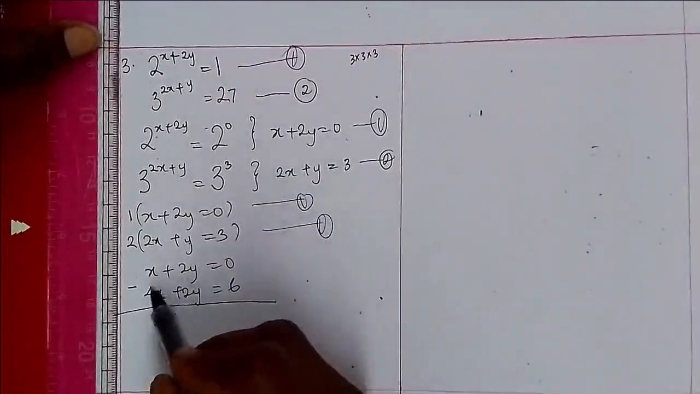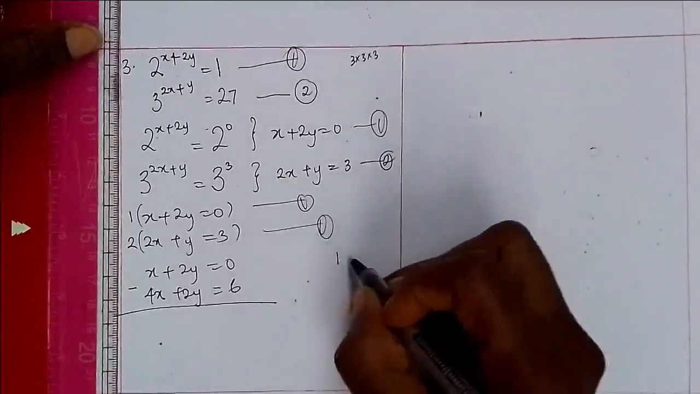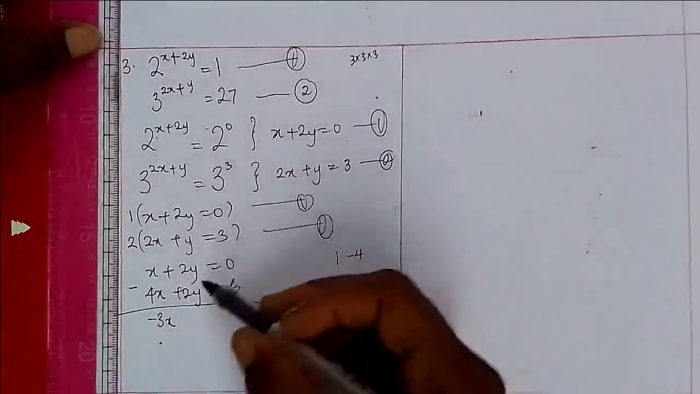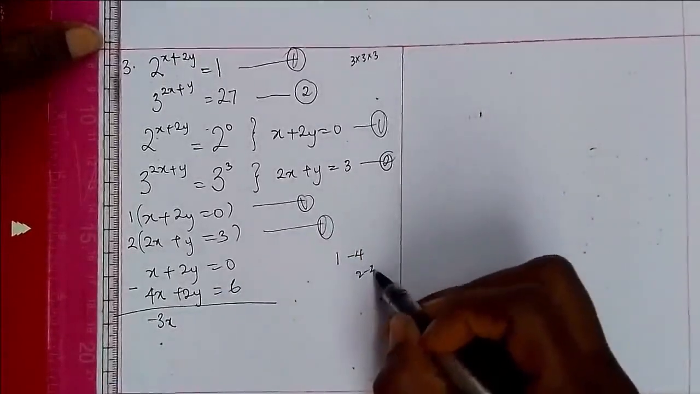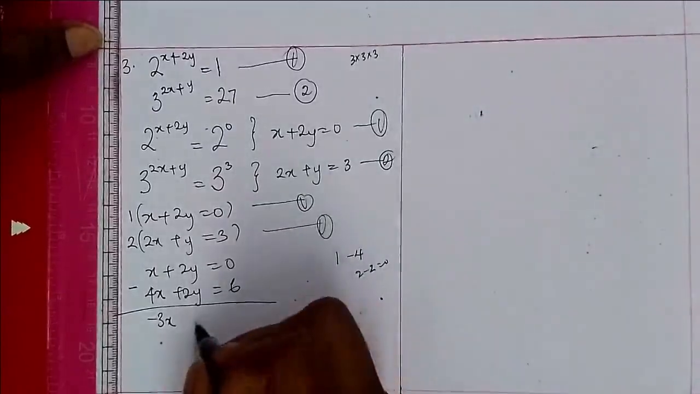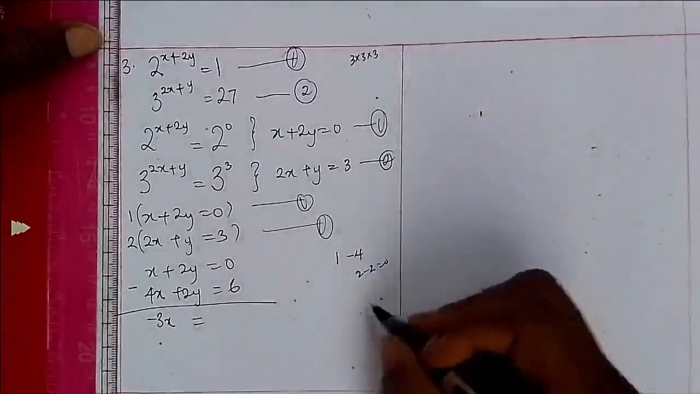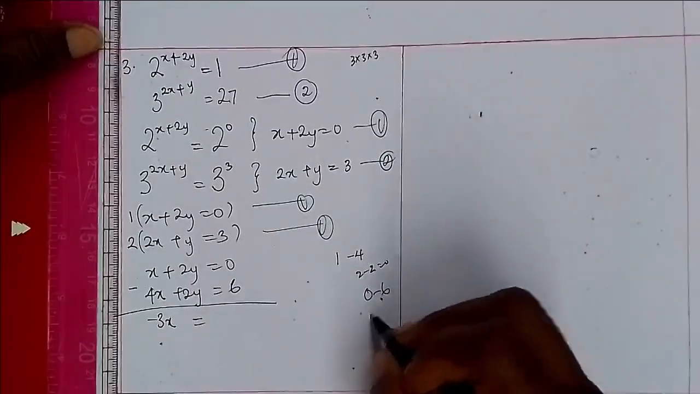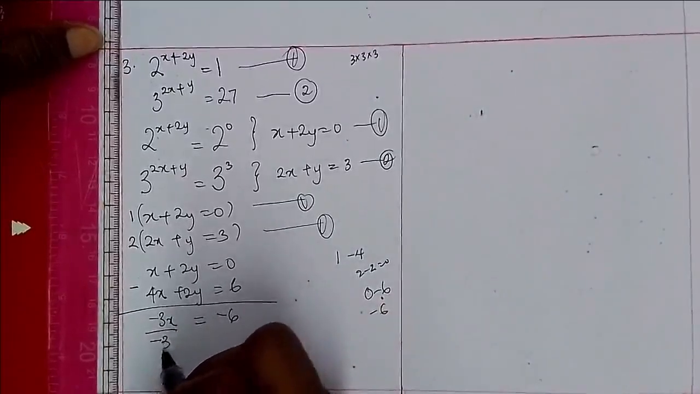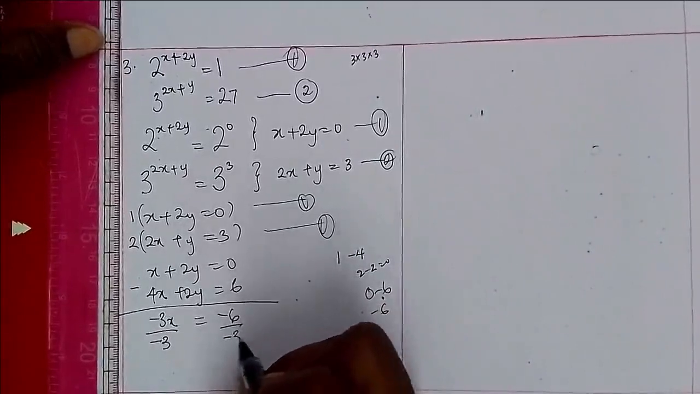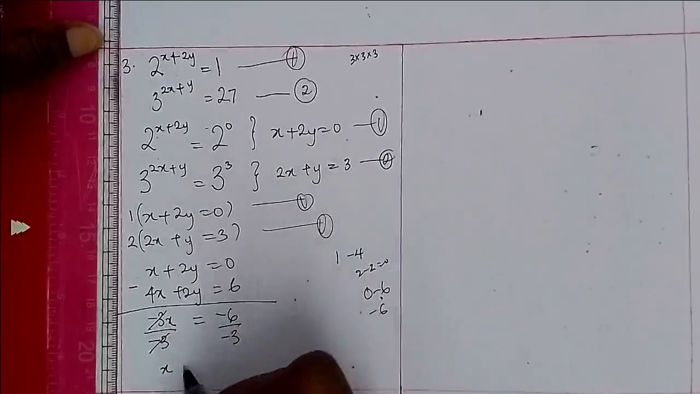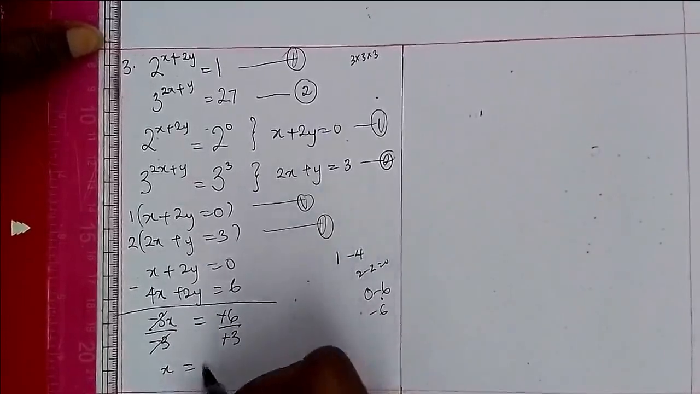So what we have here is x, which is 1 minus 4, will give us minus 3x. 2 minus 2 will give us 0. If you like, you can put it, but I don't want to. So we have 0 minus 6 will give us minus 6. So we'll divide all through by minus 3 so that we can have our x by itself. So we have x is equal to, minus with minus, 2.